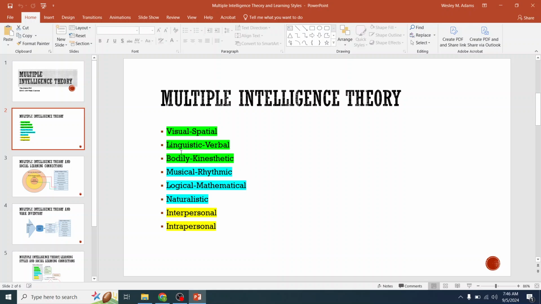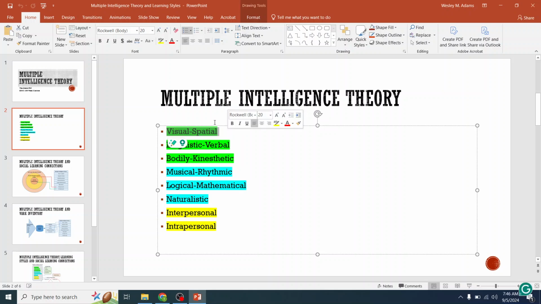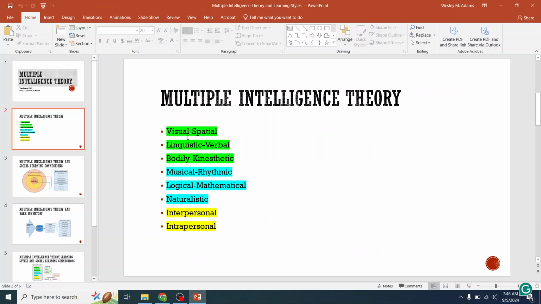And so multiple intelligence theory is a good way to look at different types of ways of paying attention to information. For me, visual spatial is huge. If you present new information to me, I want to see it first. I want to see some sort of diagram, some sort of illustration. Bodily kinesthetic would be next for me.